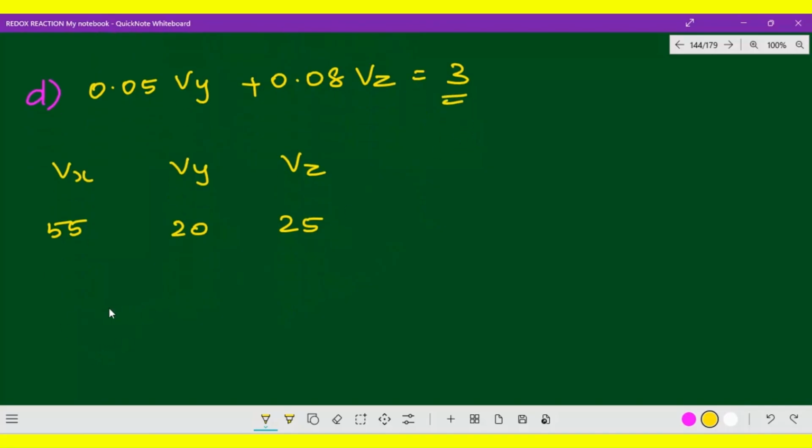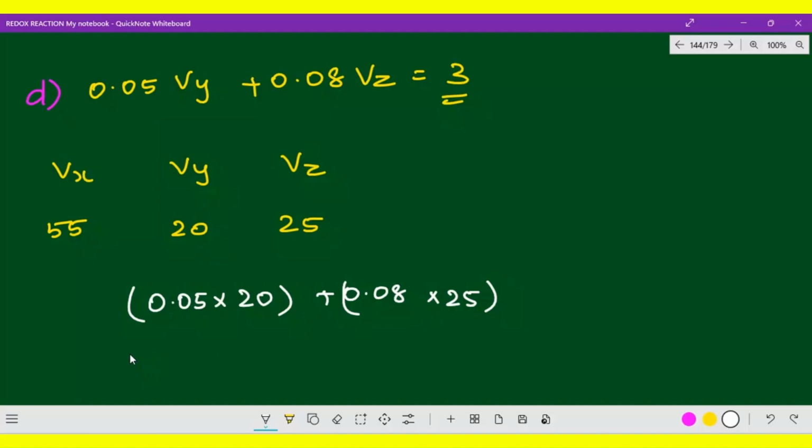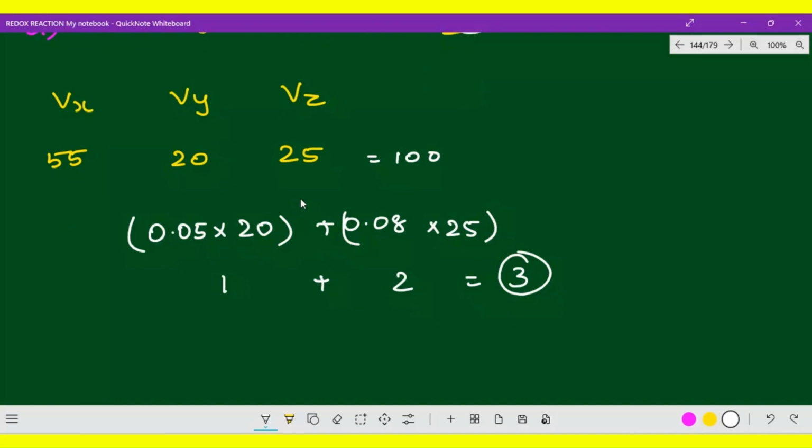Now here Vy, what is the value? 0.05 into 20 plus 0.08 into 25. Right. So how much will you get when you add these two? Here you will get 1 and here you will get 2. So both combined together you are getting 3. Right. So when you add these you are getting 100, that is not a matter. But this you have to bring 3. That is only the correct option. Right. Millimoles, if it is correct only, you can apply that answer.